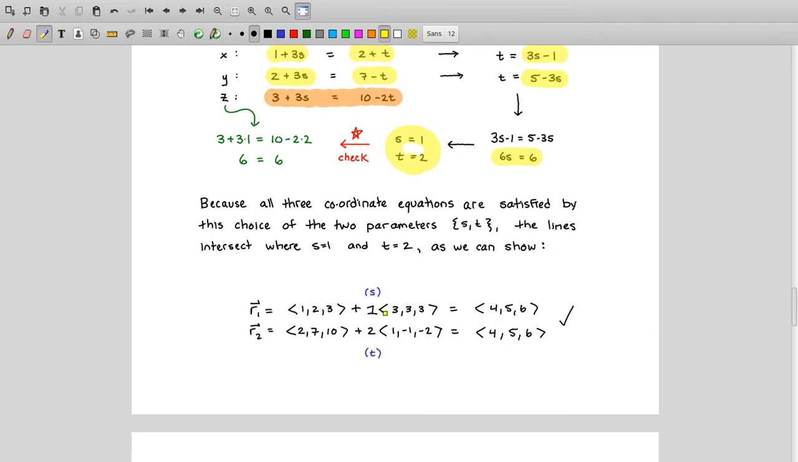So we plug those numbers in. We plug in s equals 1 in the first equation. We plug in t equals 2 to the second equation. We get the point in each case is (4, 5, 6), and so (4, 5, 6) is the point of intersection.